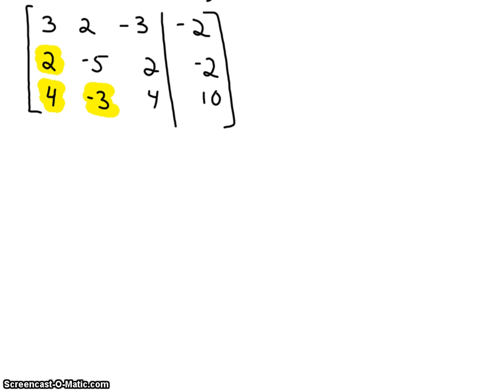So I'll show you, my work's going to be done over here. Row 1 is 3, 2, negative 3, negative 2. Row 2 is 2, negative 5, 2, negative 2. Alright, it is not possible. Well, let me backtrack. If you can get a leading coefficient, an x coefficient of 1, you should put that row immediately to the top. We don't have that luxury, so we're not going to be able to do that.